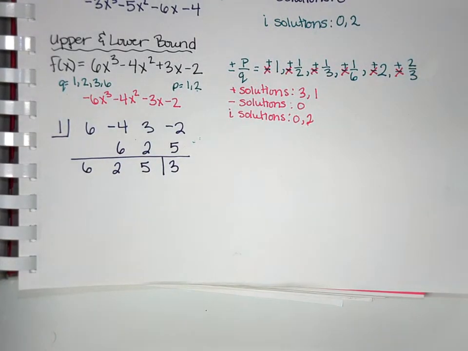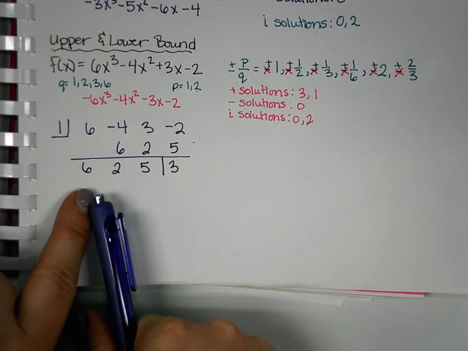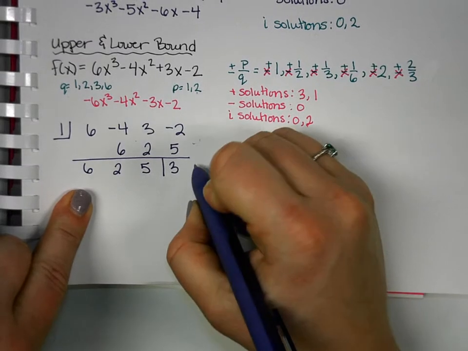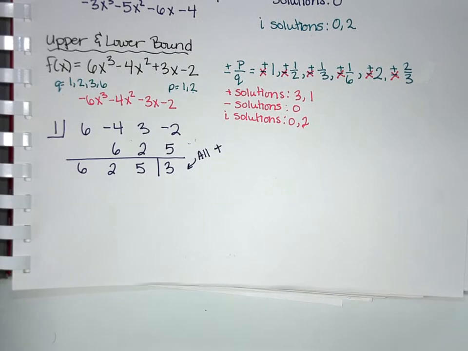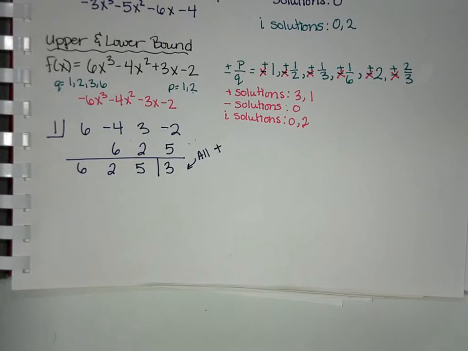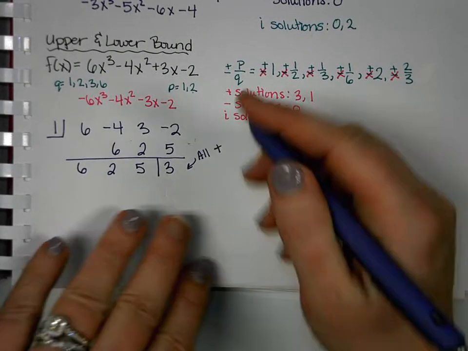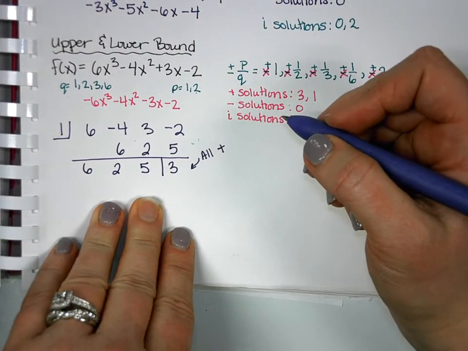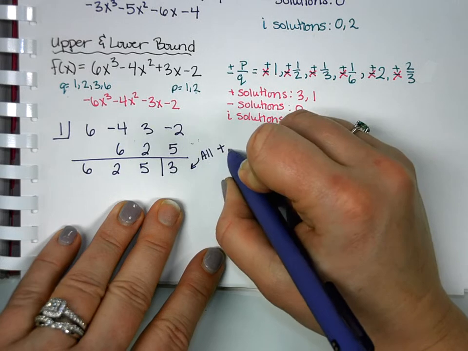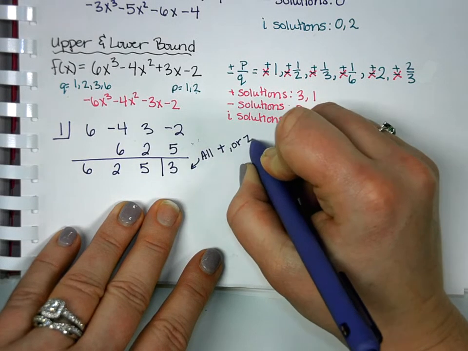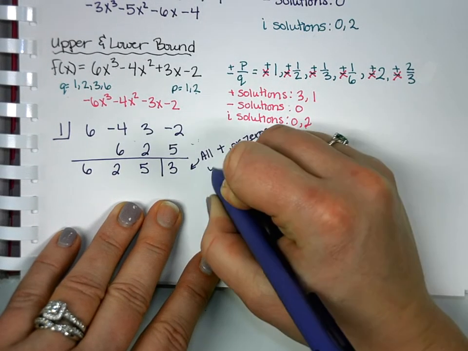So what I want you to notice is that we have all positive. We didn't have anything that was negative in our solution to our synthetic. Now it didn't go evenly, but I got all positive. So if you ever get all positive or zeros, then you have an upper bound.